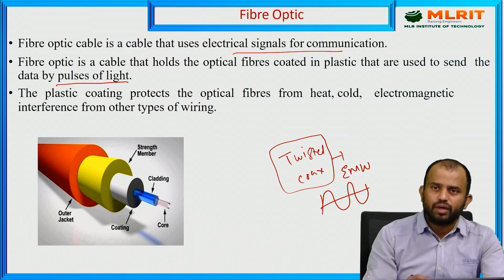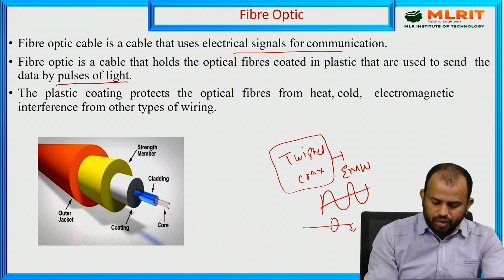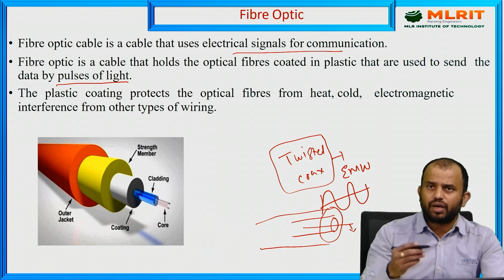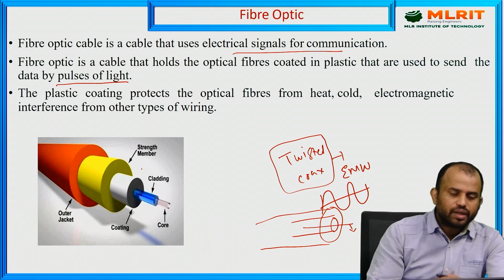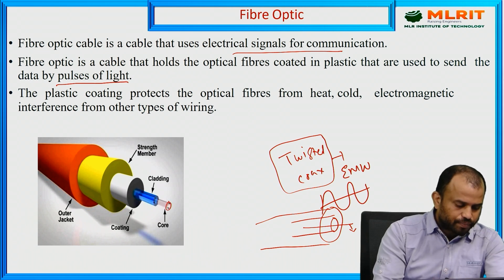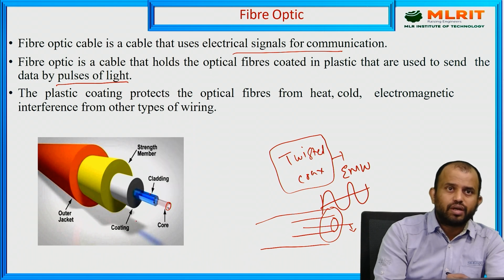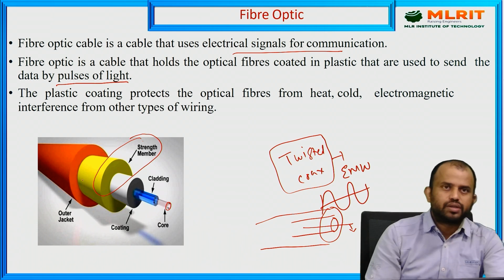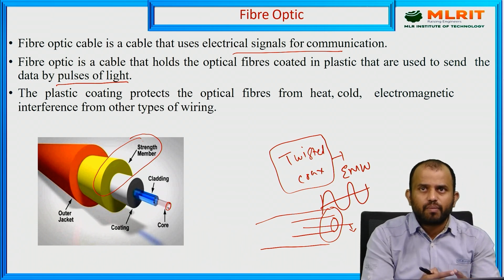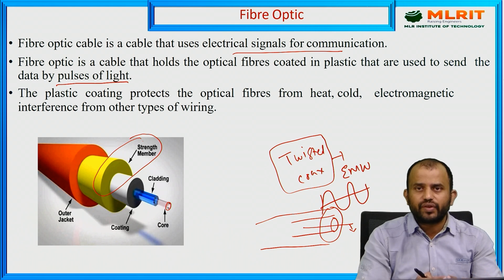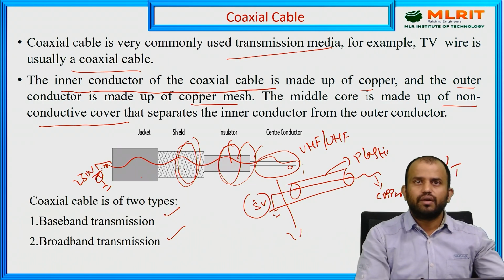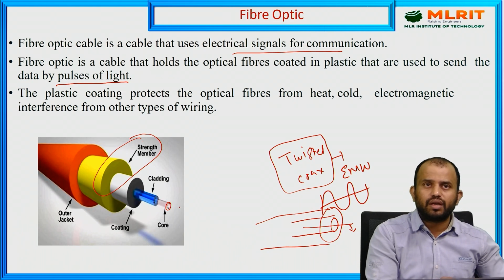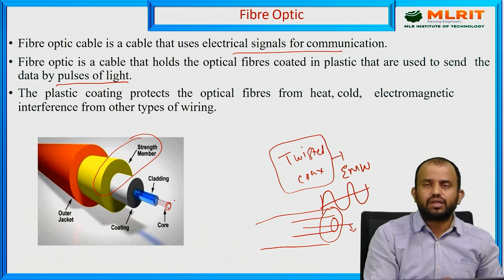In the coaxial cable, we have a copper wire, insulating material, and on top of it a copper mesh shield. But in the fiber optic cable, we have the core material and the cladding, which means the coating material, and also the strength member. There is a big difference here: in the coaxial cable information is transmitted as a sinusoidal signal, but here information is transmitted in the form of light rays.